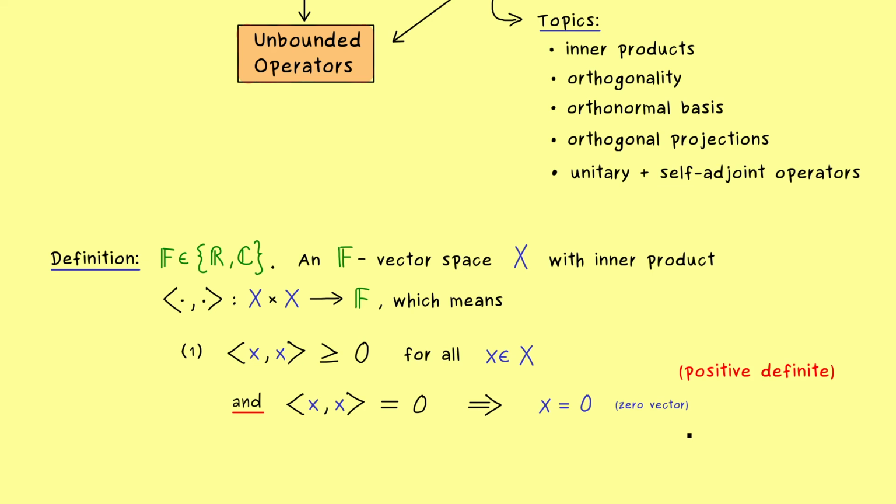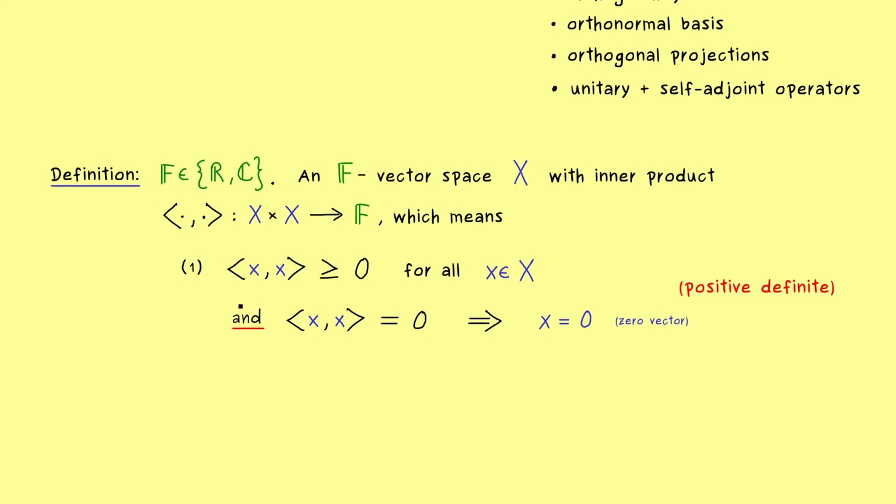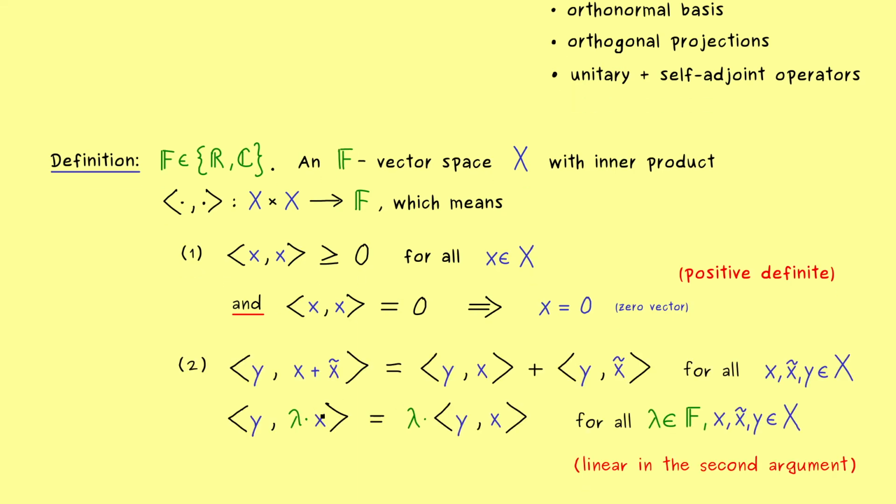Which means two things. On the one hand, if we put in the same vector x in both arguments, we get out a real number which is non-negative. And on the other hand, if this outcome is exactly 0, then we know the vector has to be the 0 vector in X. Okay, and now the second property tells us that we have linearity in the inner product. And you see, we will formulate it such that we have linearity in the second argument.